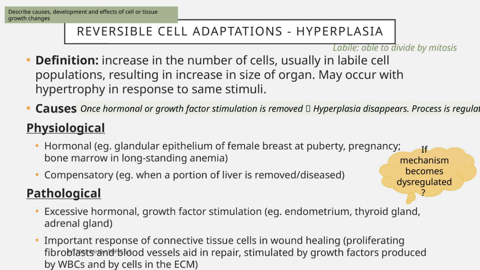Hyperplasia is an increase in cell number, often seen in labile cell populations, leading to organ enlargement. Physiological causes include hormonal changes, like in the female breast during puberty, and compensatory mechanisms such as liver regeneration. Pathologically, it results from excessive hormonal or growth factor stimulation, crucial in wound healing. Once stimuli are removed, hyperplasia typically resolves.